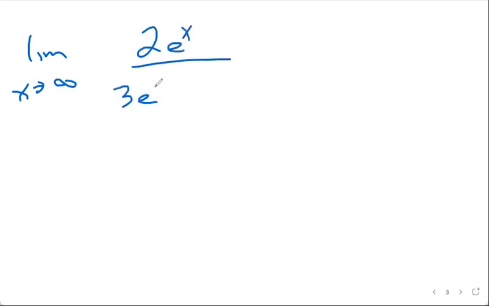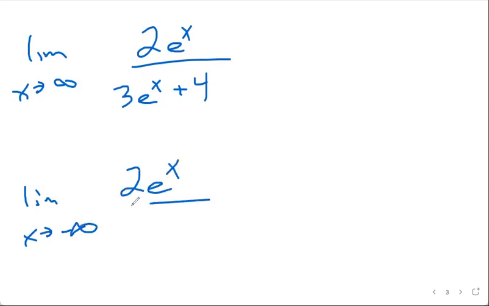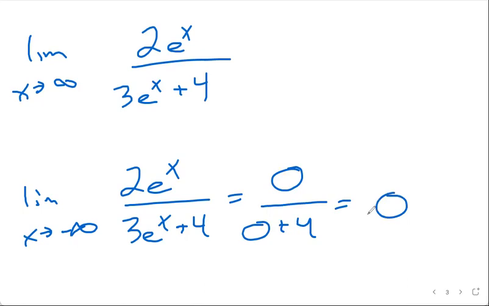To do one more example here, let's say you had the limit as x approaches infinity of 2e to the x over 3e to the x plus 4, and the limit as you approach negative infinity of the same 2e to the x over 3e to the x plus 4. Now, the bottom one's nice. If you plug in negative infinity, it approaches 0, 0 plus 4, and you get 0.